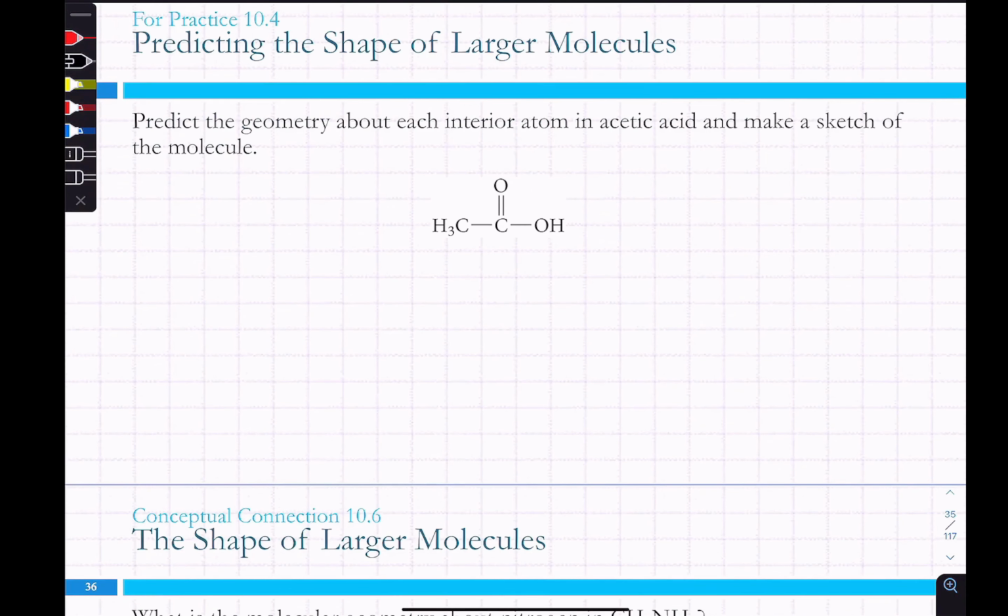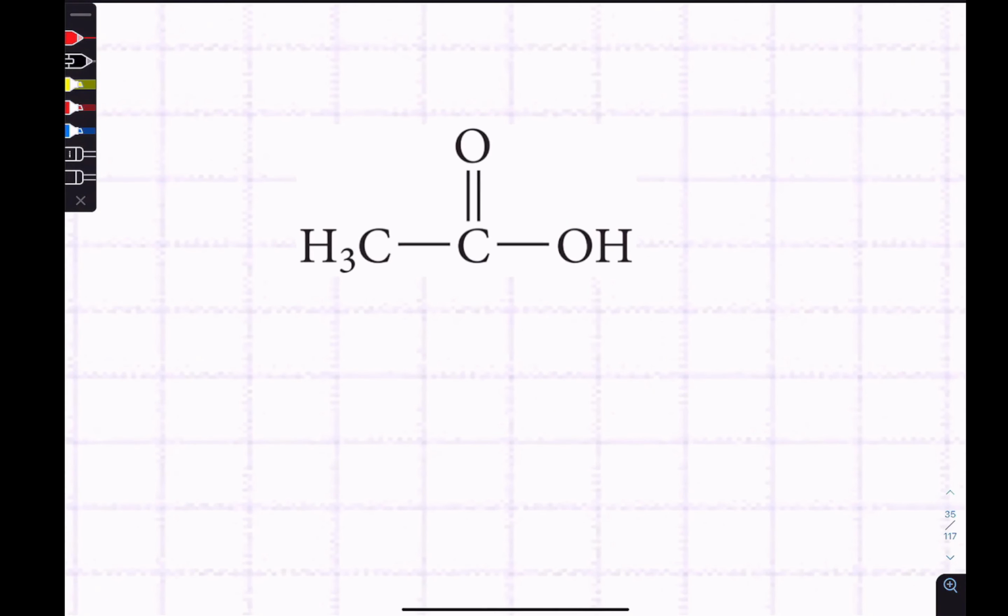Let's do another one of these. Predict the geometry about each interior atom in acetic acid and make a sketch of the molecule. What are our centers here? It would be a carbon, right? One of the carbons, which one? Definitely the middle one.